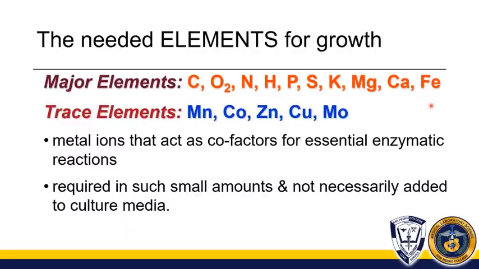On the other hand, the trace elements are metal ions required by certain cells in just small amounts. These amounts are very difficult to measure. It's not necessary to add them to culture media as nutrients. Trace elements are required only in such small amounts that they are present as contaminants of the water or other media components. So we have trace elements manganese, cobalt, zinc, copper, and molybdenum.